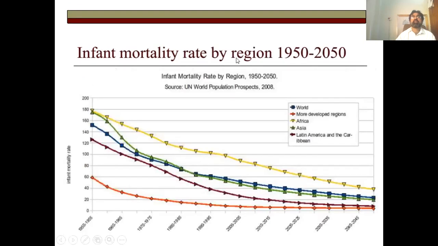So, infant mortality by region, 1950 to 2050. The green line is for Africa. The death rate slowly and gradually decreases. And the red line shows the Latin American and Caribbean countries, whereas the other red line shows more developed nations, where the death rate is quite a bit lower as compared to the other regions of the world.